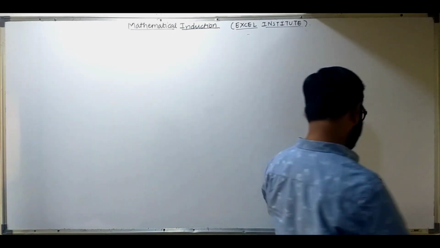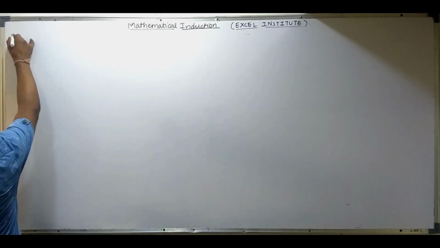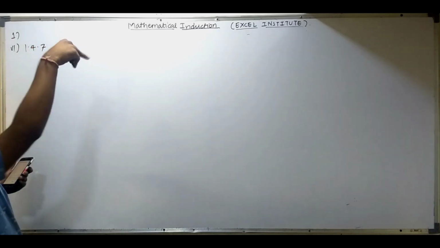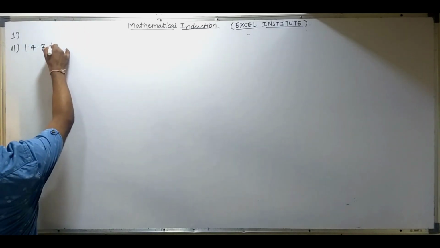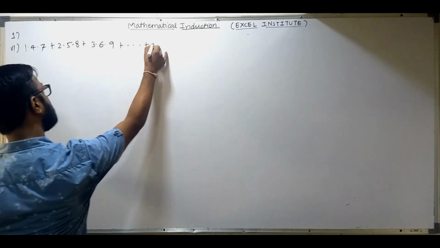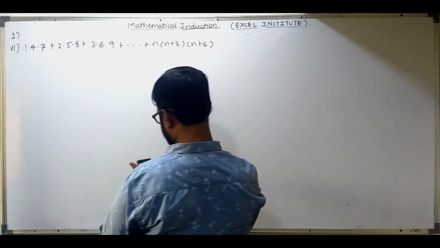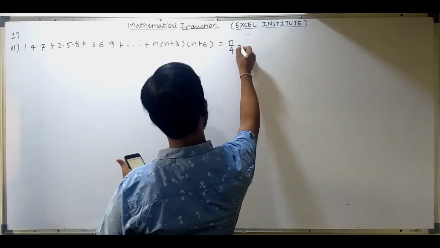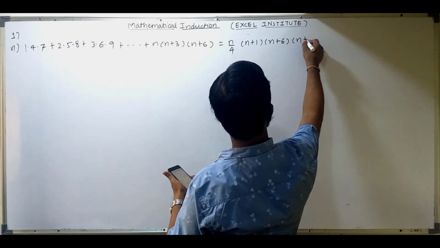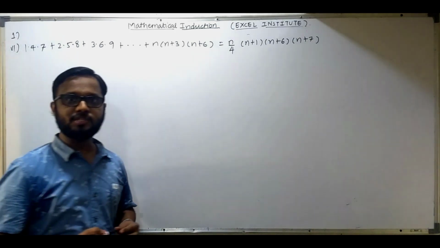And now the next question we are doing is question number 6, the sixth sub question: 1 into 4 into 7. This is not 1.4.7. This is 1 into 4 into 7 plus 2 into 5 into 8, plus 3 into 6 into 9, like this, up to n into n plus 3 into n plus 6, is always equal to n by 4, n plus 1, n plus 6, n plus 7. But you will try this yourself. You will try? Yeah? Everyone will try this question?